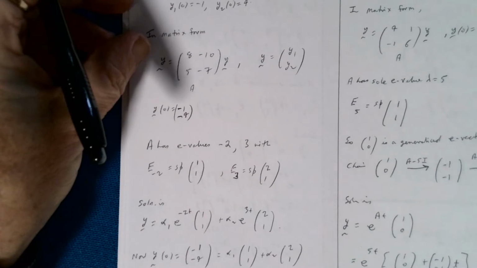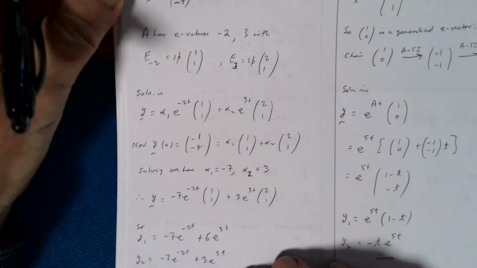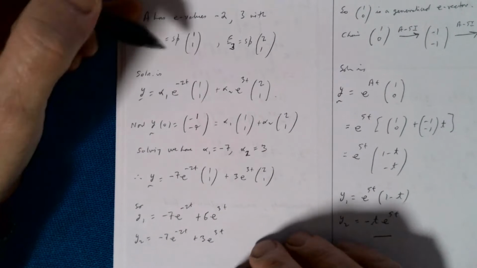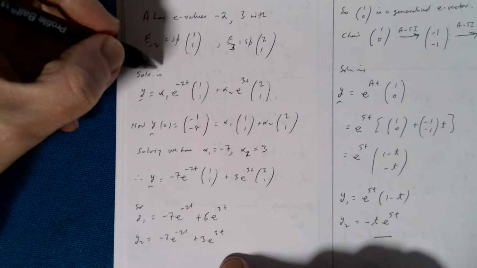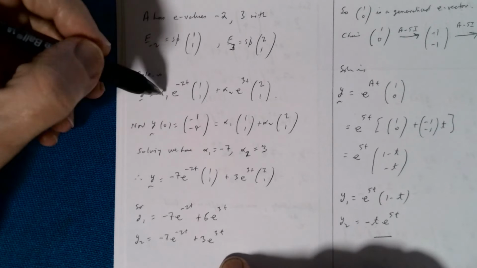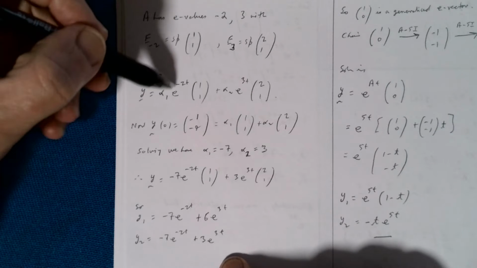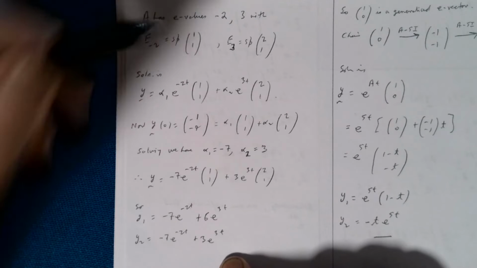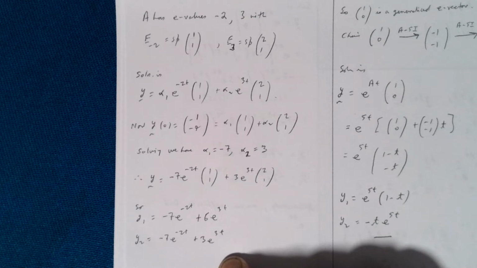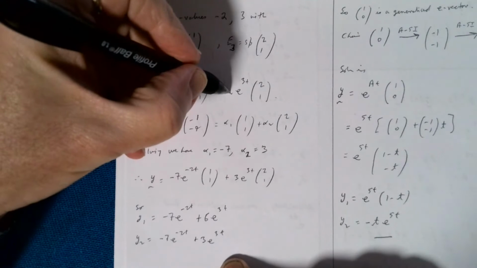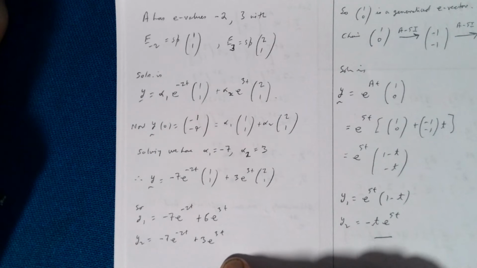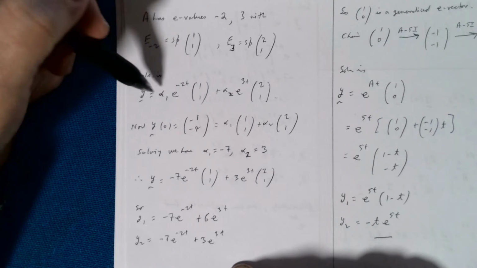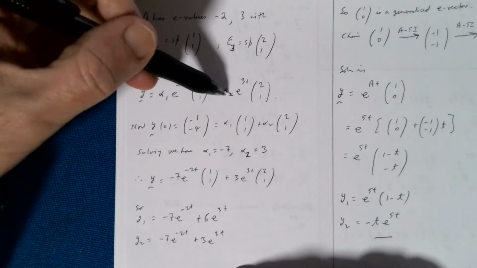Now, using what you've learnt before, you can just write down what the general solution is. It's going to look like a linear combination of e to the lambda, so this is the eigenvalue minus 2, and there's the corresponding eigenvector, and then alpha 2 times e to the 3t times the corresponding eigenvector. Now we use the initial conditions to pin down what these constants are.